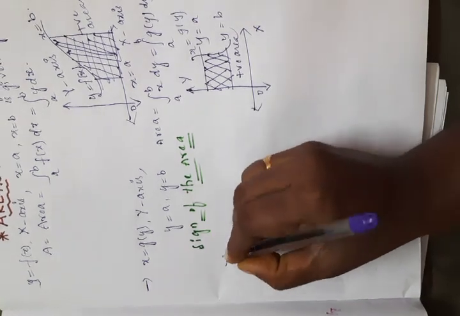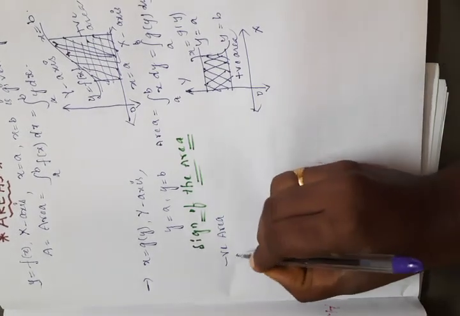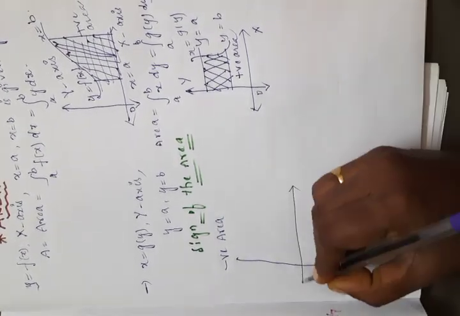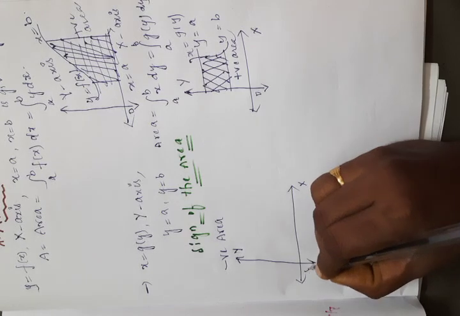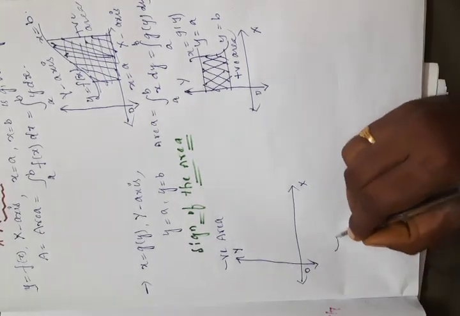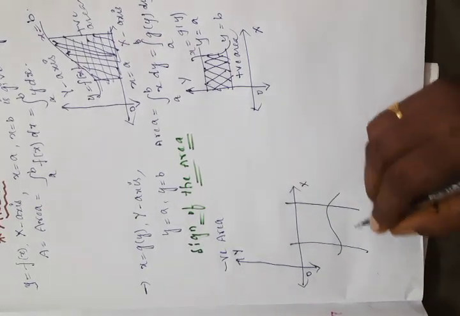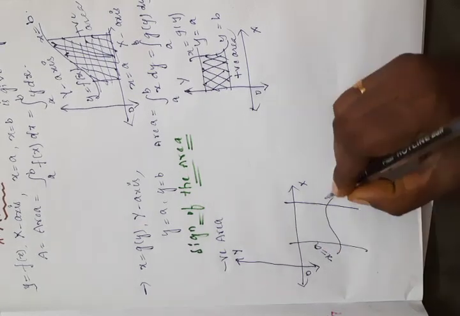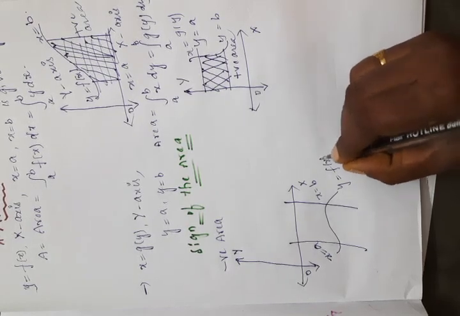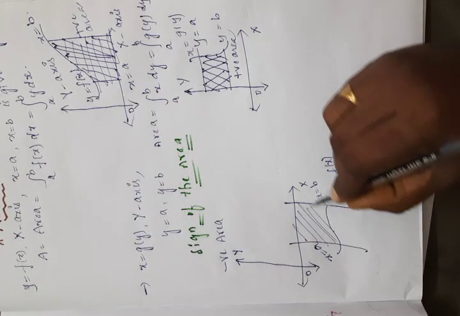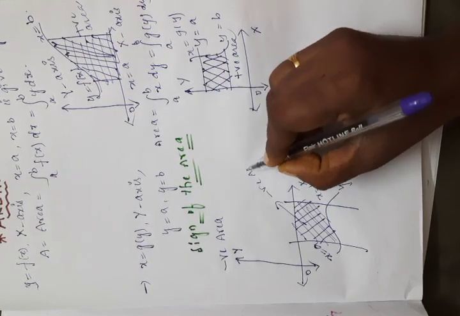So the negative area is like this: this is x-axis, this is y-axis, this is origin. Now the curve is like this. This is the x equal to a line, this is the x equal to b line, and this is the curve y equal to f of x, and this shaded region is known as negative area.